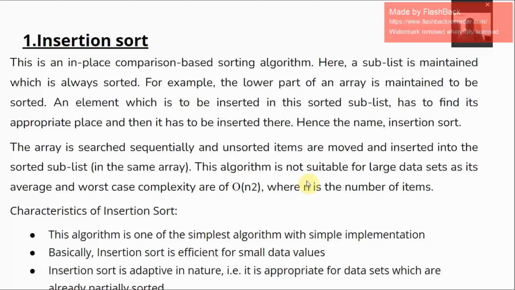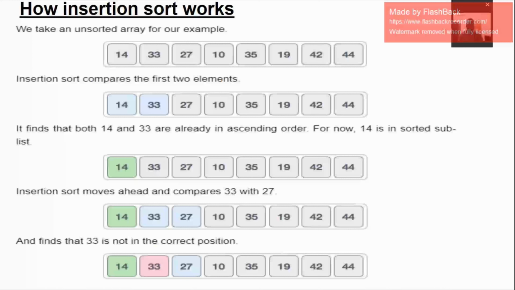This algorithm is one of the simplest algorithms with simple implementation. As you can see, basically insertion sort is efficient for small data values. Insertion sort is adaptive in nature, i.e. appropriate for data sets which are already partially sorted. As you can see here, self-explanatory.